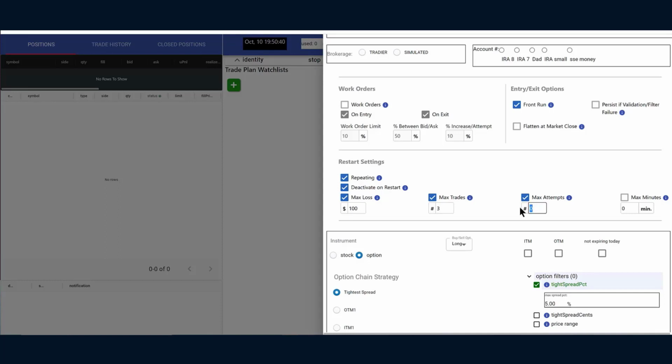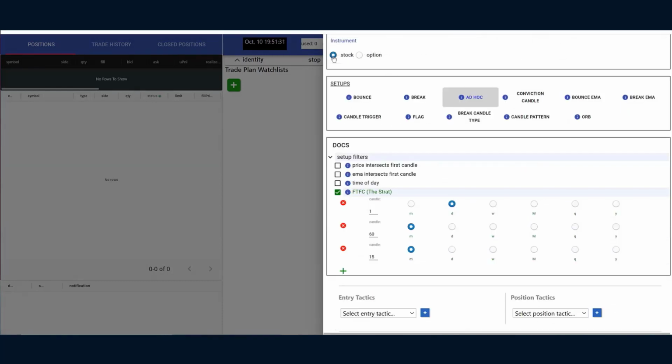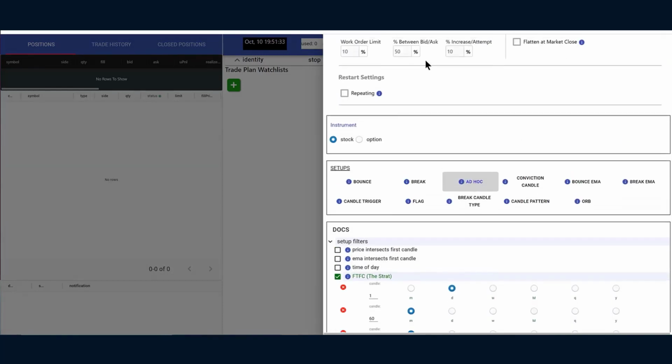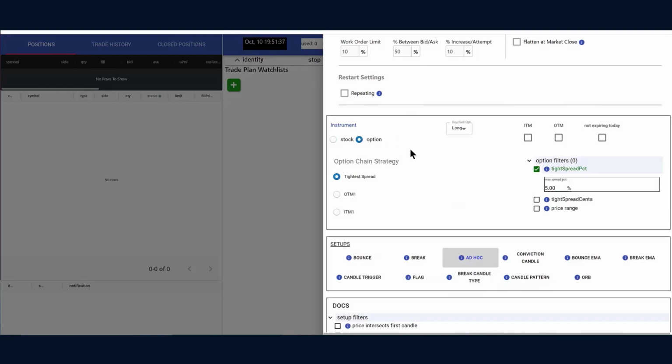Once a setup triggers and passes any filters, it is time for Trade Unafraid to enter the position. The first question is, what are you trading? If stock, then it's pretty simple. You just buy shares. If options, then the question becomes, which contract? Trade Unafraid can monitor the option chain and help you select the most favorable expiration and strike, based on your criteria.